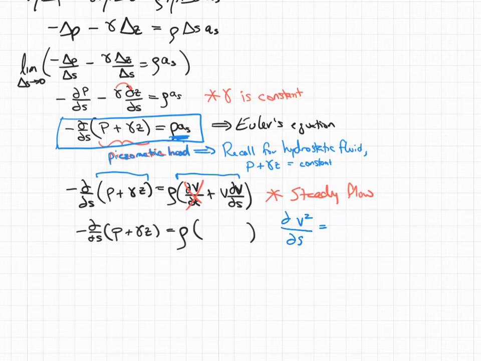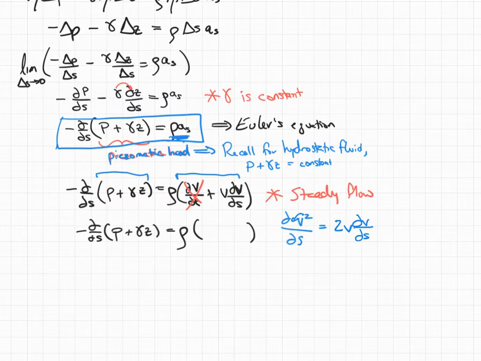Well, it would be dv. That's terrible, I've done it twice in a row. It would be 2v, right? So you bring the 2 down, and then the 2 would become a 1. And then you'd have the chain rule, dv ds.